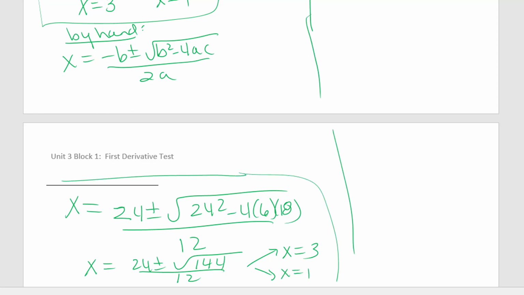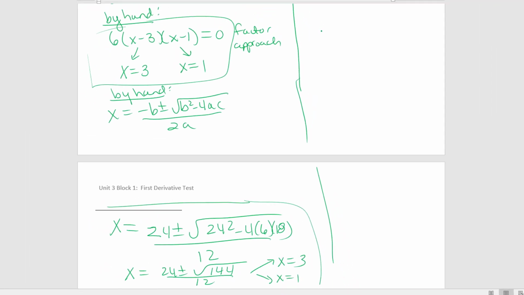And lastly, we could use Excel to do this. But either way, I get a solution of x equals 3 or x equals 1. Now, it is extremely important that you go off to the side here and make some conclusions about what we just discovered. What I'm trying to make conclusions about is the behavior of f of x. Ultimately, I want to identify local max and min on f of x.